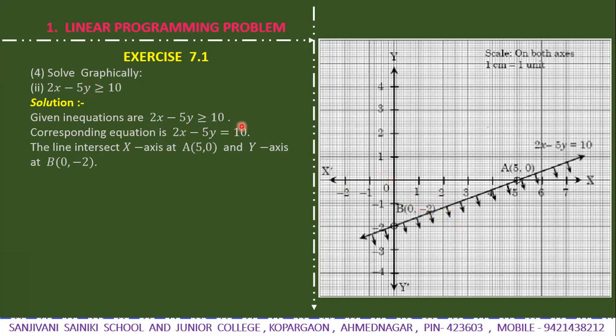If we put the origin in this equation, 0 minus 0 is 0, and 0 is greater than or equal to 10, which is not true. So the origin will not lie in the solution set. So we have the non-origin side as the solution set.